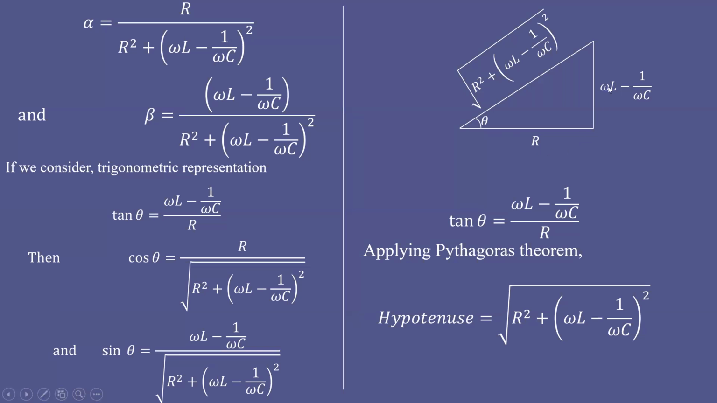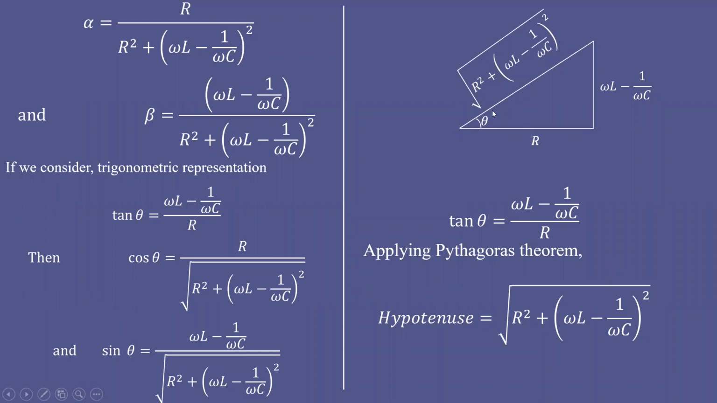So a square plus b square is equal to c square, and here we have obtained c, that is equal to the square root of a square plus b square. So the square root of r square plus omega L minus 1 by omega c the whole square, that is the hypotenuse. Okay, so if you form such a triangle, then tan theta will be equal to opposite by adjacent. So tan theta will be omega L minus 1 by omega c divided by r.